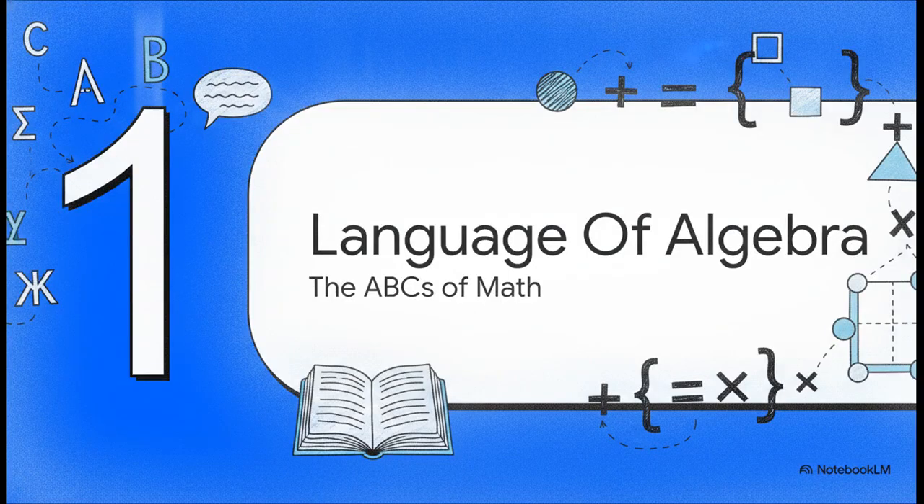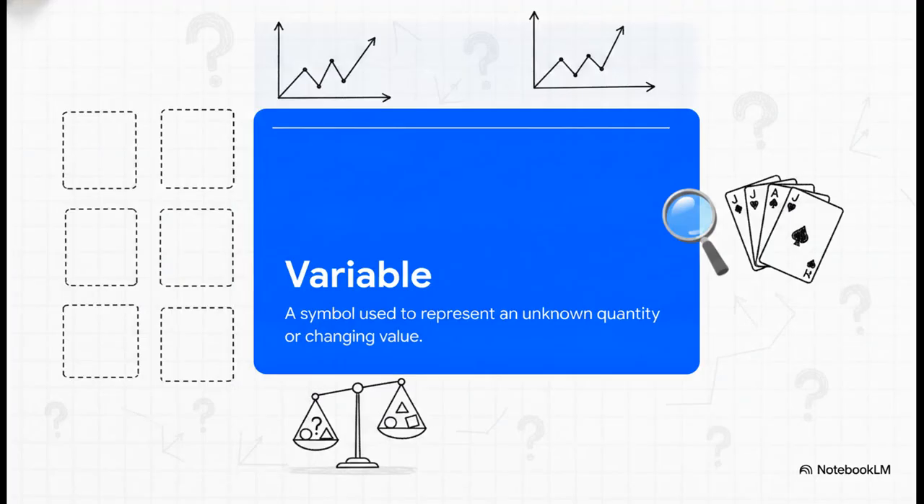All right, part one, the language of algebra, or as I like to call it, the ABCs of math. So think about it like this. You really can't read a book without knowing the alphabet, right? Well, you can't do algebra without grasping its core vocabulary. And the star of the show here is the variable. A variable is simply a symbol, usually a letter, that represents an unknown or changing quantity.